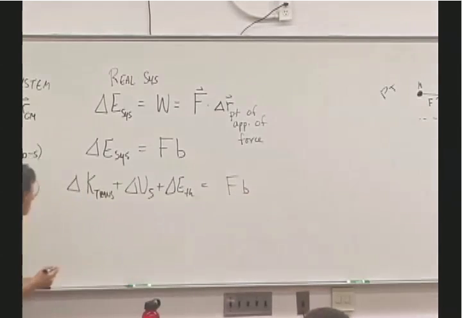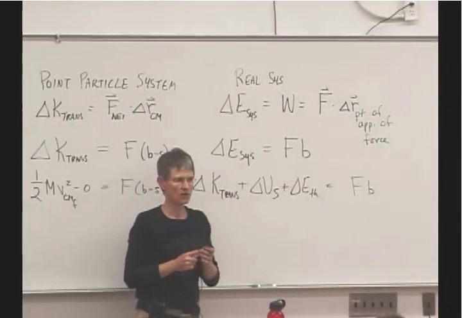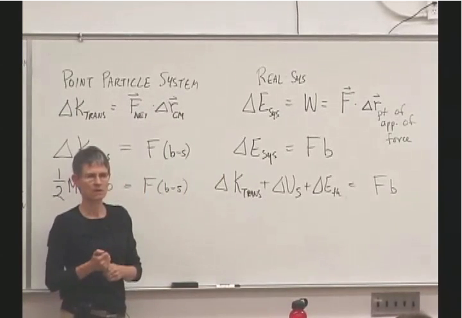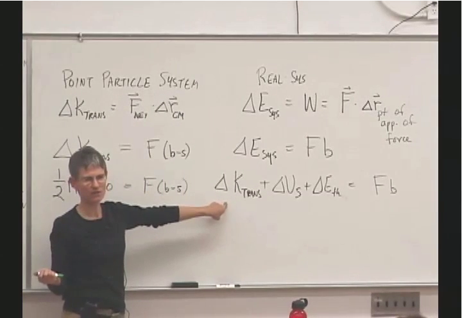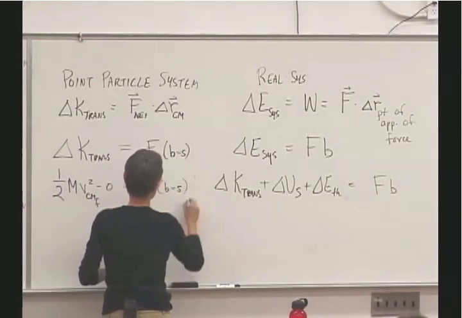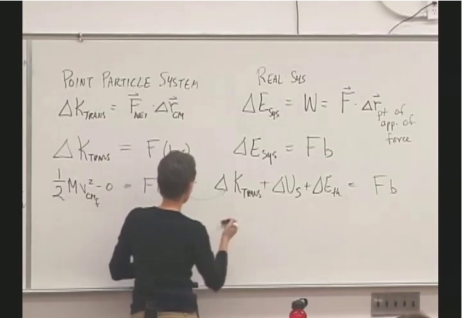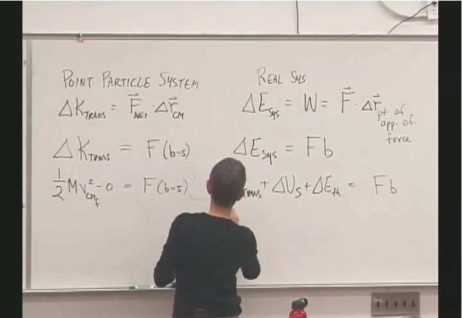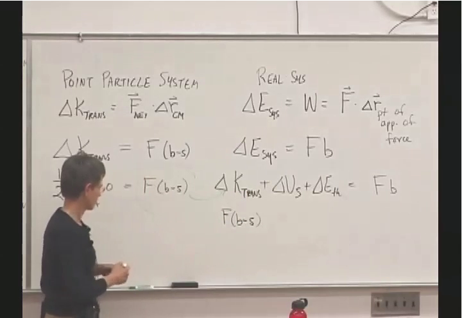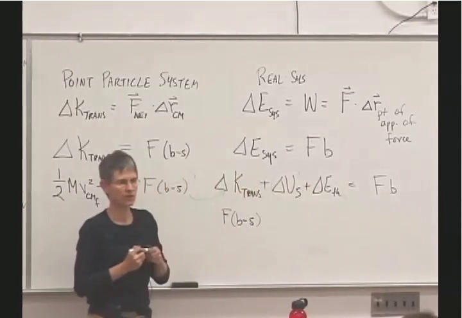Okay. Well, which of these things do we now know? We know delta K translational, right? We just got that. So that's this, and we can plug that in here. So this piece is F times B minus S. What about the change in spring energy? Do we know that?